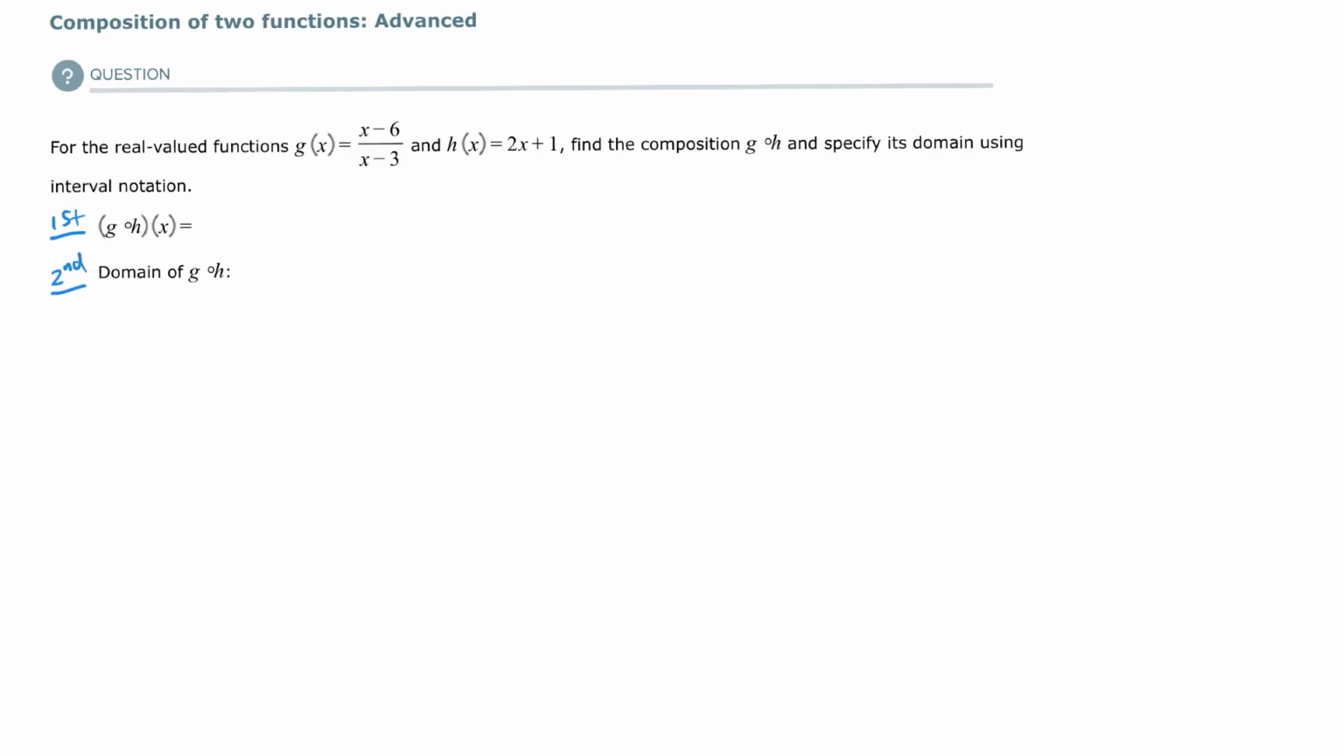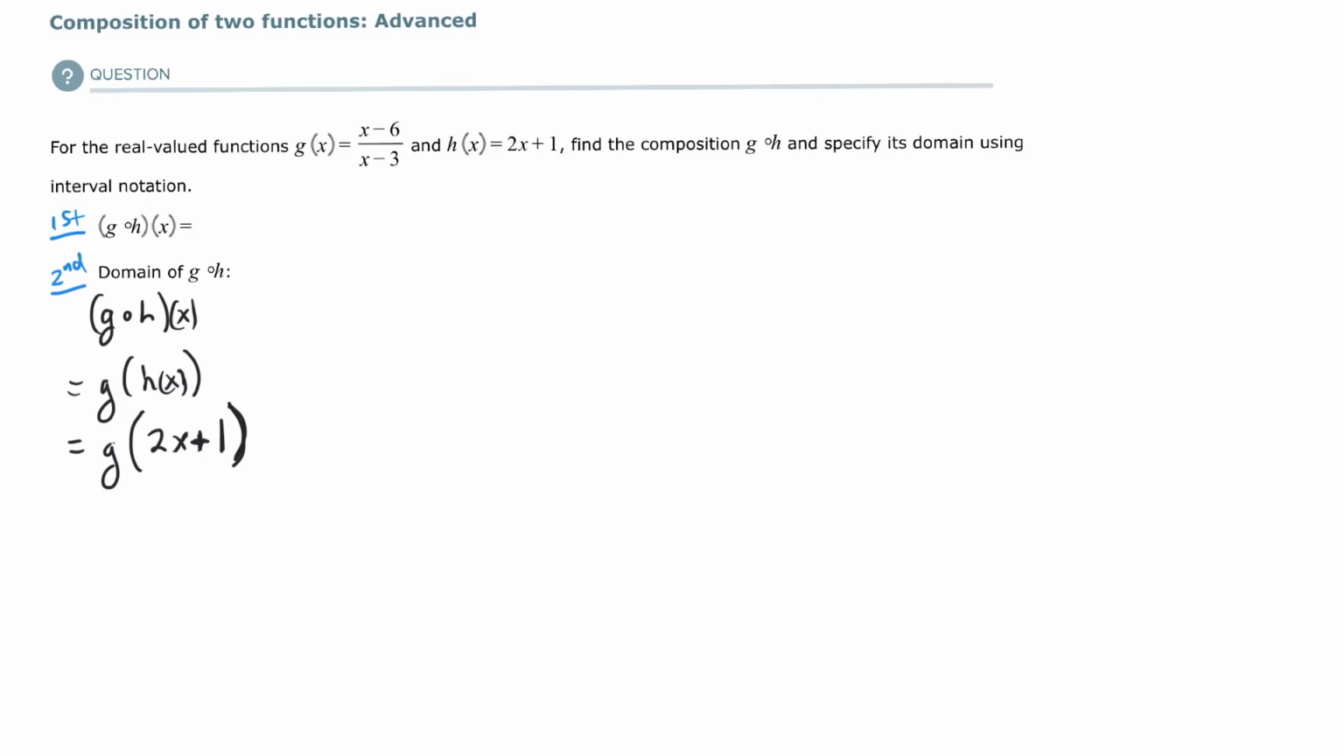Let's find the expression g composed of h of x. Well, that by definition is g composed with h of x, or g of h of x. And now we substitute for h of x. H of x is 2x plus 1. So at this moment, it seems like x can be any real number.